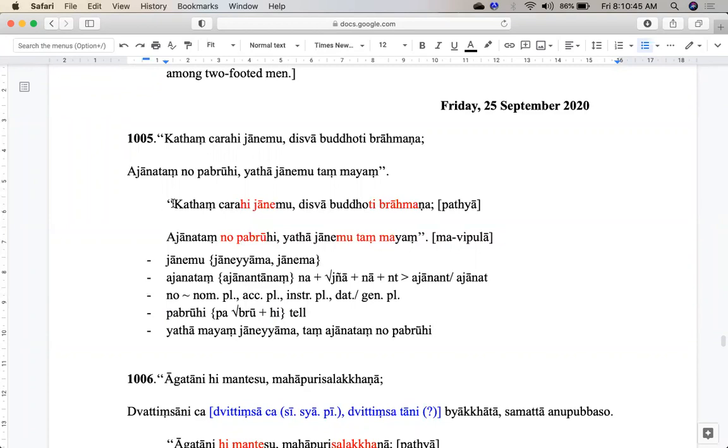So katan charahi jane mu. Jane mu is optative mu, first person plural. So we should know, we may know, we can know also. May, might, would, should: commonly we translate the optative mu this way. So janiyama or janemu, we may know. But here, katan, so how may we know? Jarahi also means now or then or something. So katan jarahi janemu: now, how we may know.